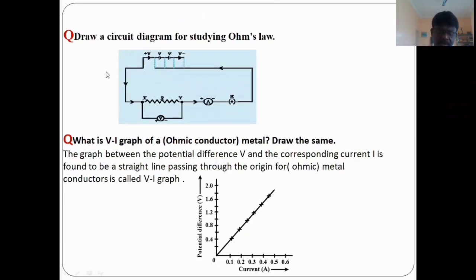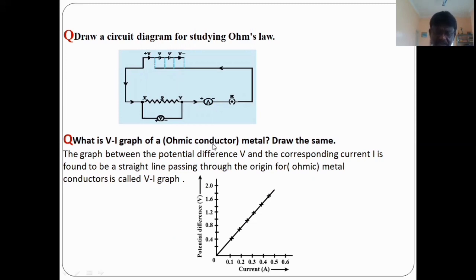Now, related to Ohm's law, we have one more important factor, its circuit diagram. Hence, children, draw a circuit diagram used for studying Ohm's law. This is the one. This circuit diagram has a resistor of resistance R and a voltmeter connected in parallel. Then the cells are connected, along with an ammeter and plug key, and the current flows from the positive terminal to the negative terminal.